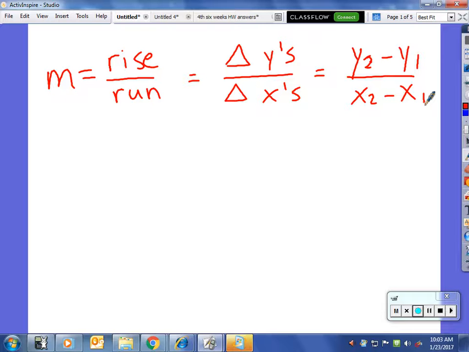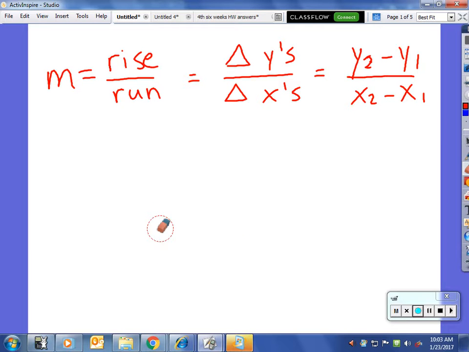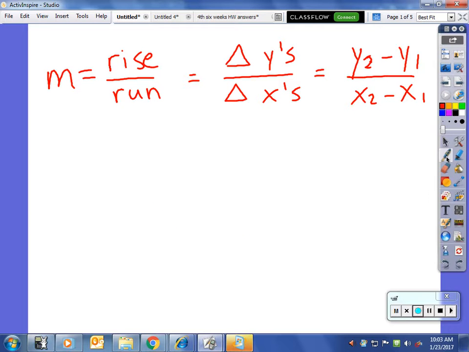Those little 2's and 1's are called subscripts. Why do we need them? Well, sometimes I get lazy and I just do this. y minus y over x minus x, and that really is lazy. That's not really technically correct. Why? Well, first of all, what would y minus y always be? 0. And what would x minus x always be? 0. So the reason why we need these little subscripts is to remind us that these are 2 different y values and 2 different x values.